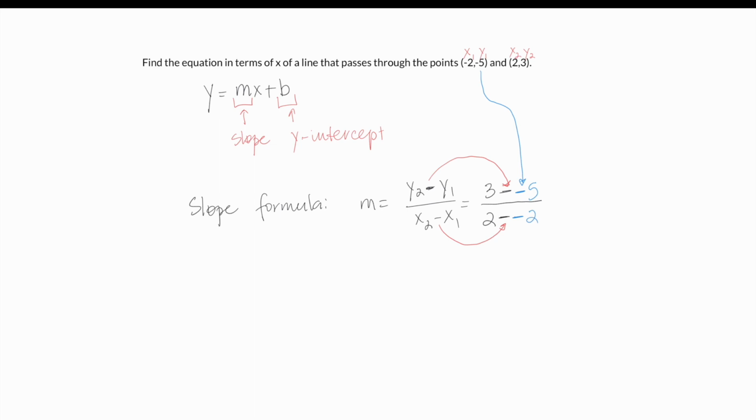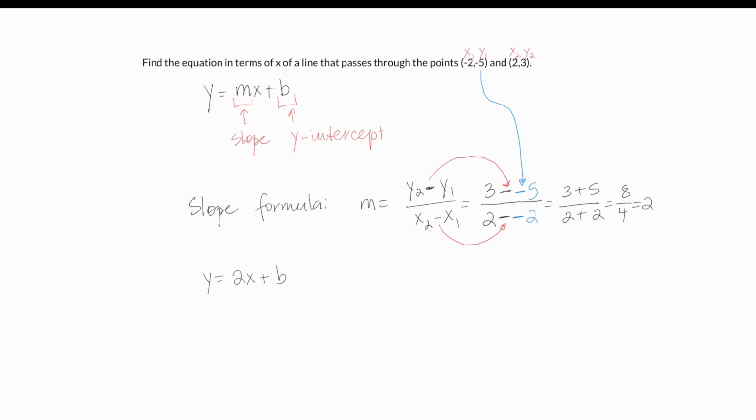And then my x1, which is -2, is also negative, so make sure you don't lose that negative. Now, if you see two negatives following each other, that turns into a plus. So on top you have 3 plus 5, and on the bottom you have 2 plus 2. So 3 plus 5 is 8, 2 plus 2 is 4, so our m is 2, 8 divided by 4. What we found here is this m, the slope. So I'm ready to write this equation and replace this m here with 2.